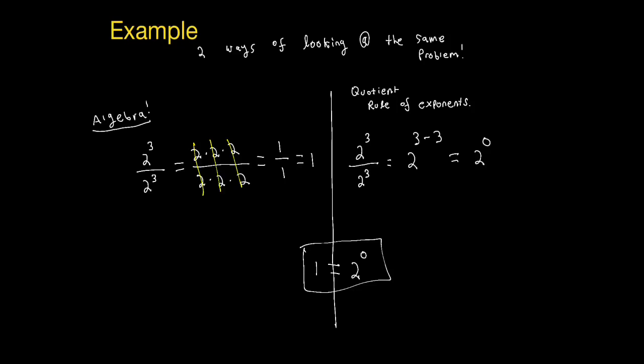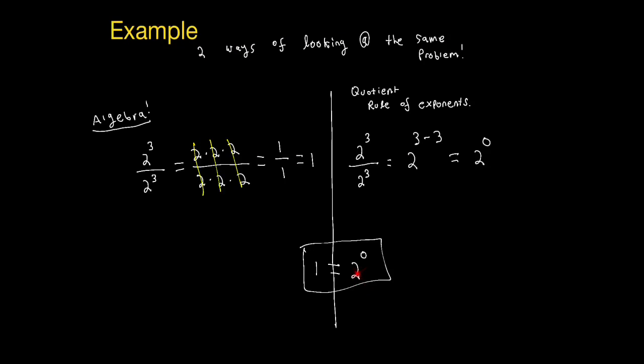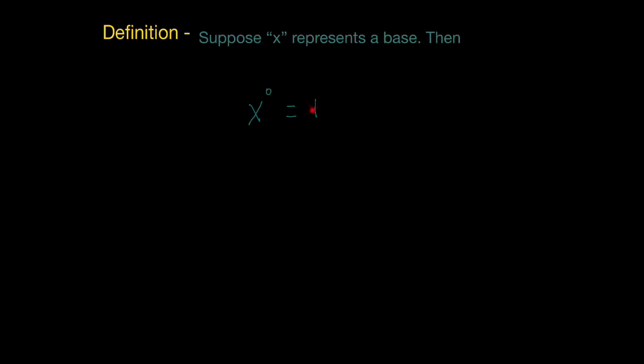And we're going to use this observation to generalize a definition here. Suppose x represents a base. Then if we take that base and raise it to the 0 power, we're going to get 1. There was nothing special about 2. It could have been 10, negative 50, 110. If we raise it to the 0 power, we get 1, as long as the base is a well-defined base, which it is.